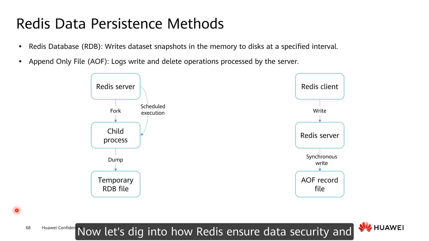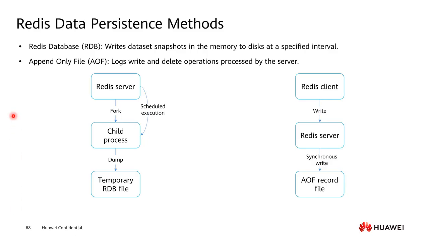Now, let's dig into how Redis ensures data security and durability through its two main data persistence policies, RDB and AOF.